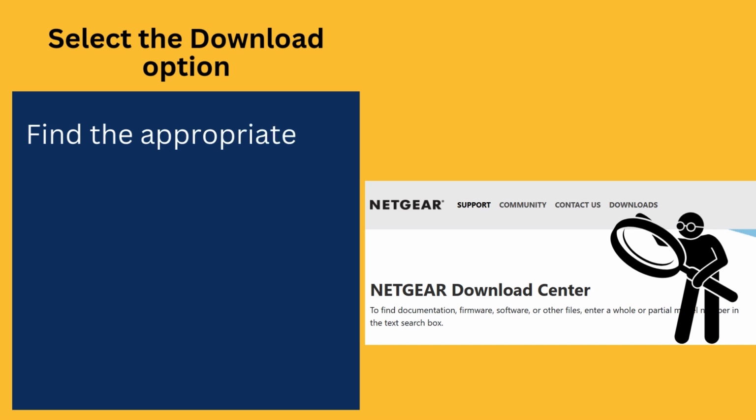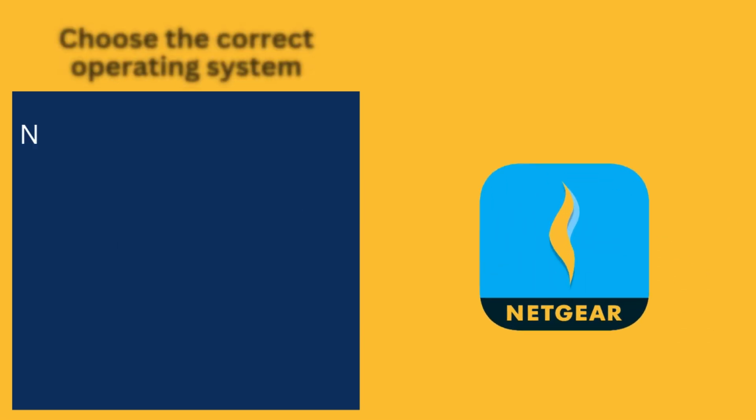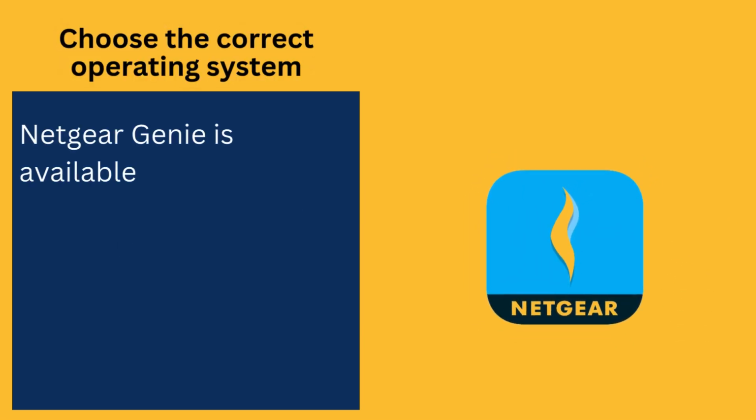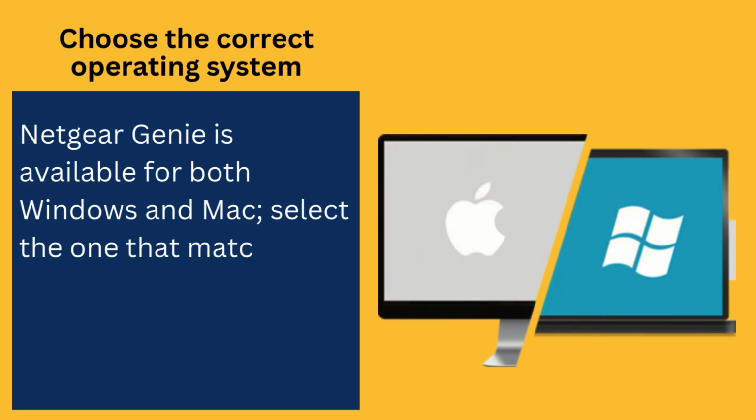Select the download option. Find the appropriate download link for the Netgear Genie app on the page. Choose the correct operating system. Netgear Genie is available for both Windows and Mac. Select the one that matches your device.